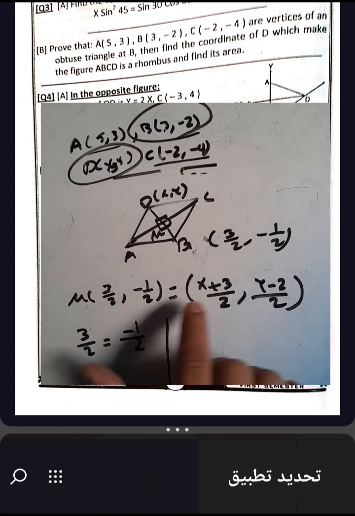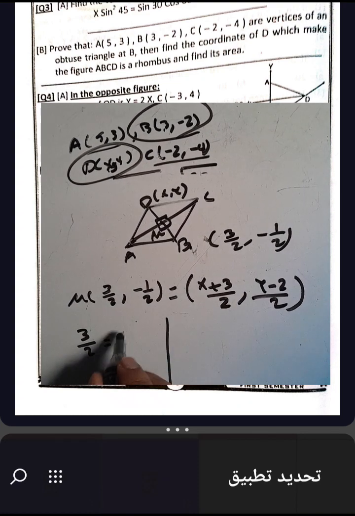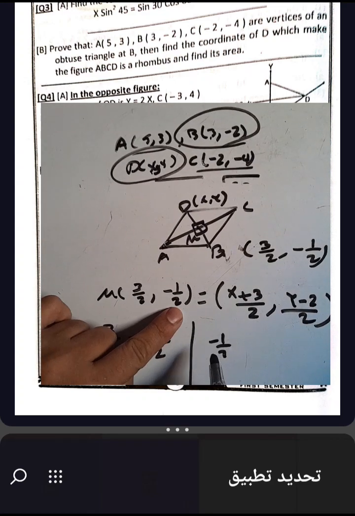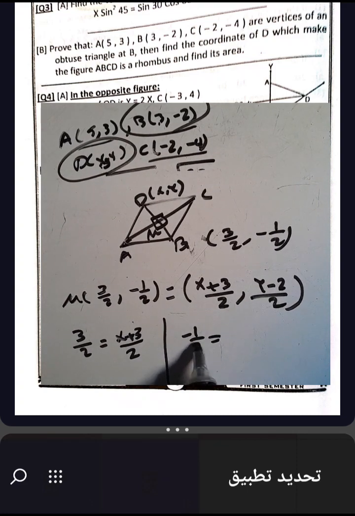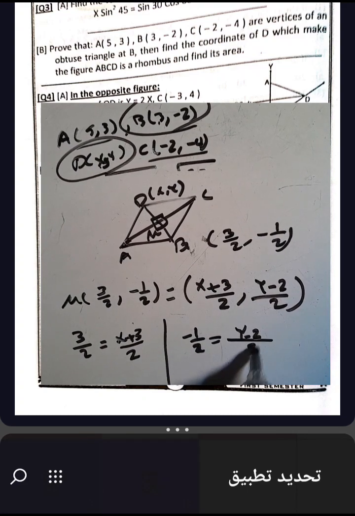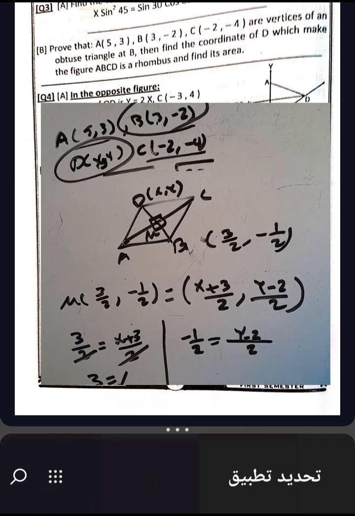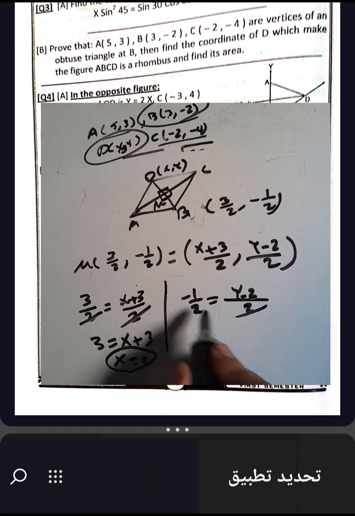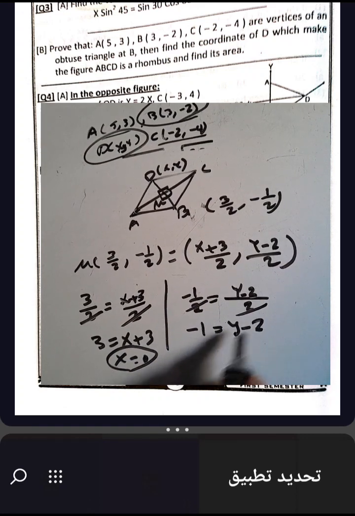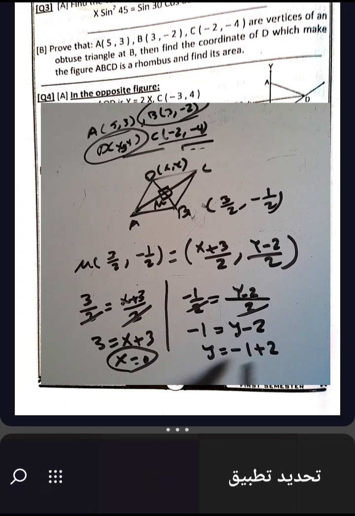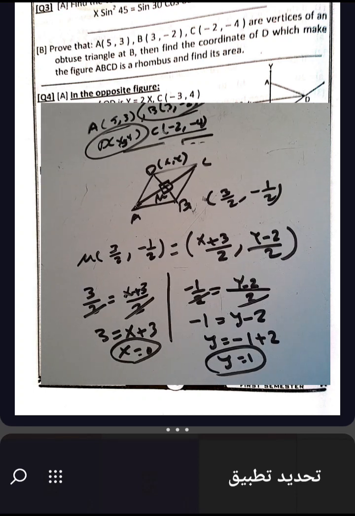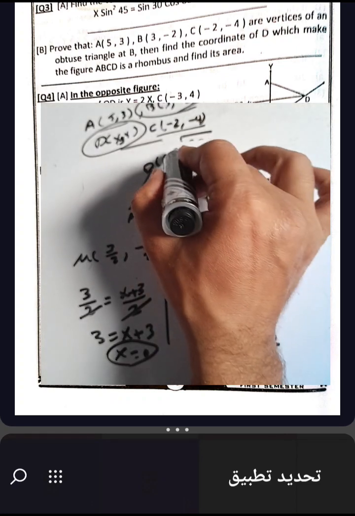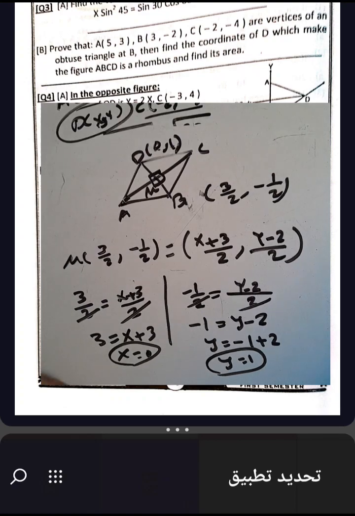3 over 2 equal x plus 3 over 2, and negative half will be equal to y minus 2 over 2. You can cancel 2 by 2, and then 3 equal x plus 3, and the value of x here will be 0. And cancel 2 by 2, then negative 1 equal y minus 2, then y will be equal to negative 1 plus 2, then the value of y will be 1. Okay, then the coordinates of D here will be 0 and 1.